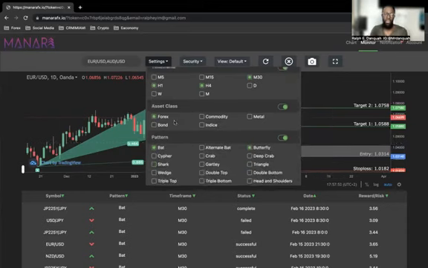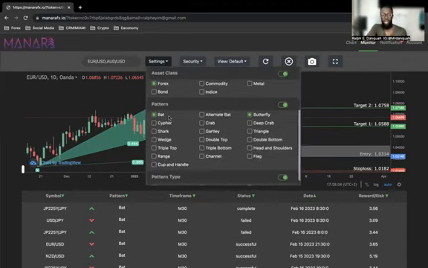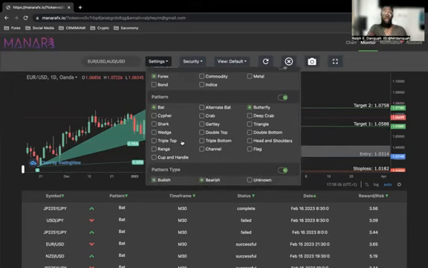Then the asset is basically the type of market that you're trading. If you're trading forex, commodity, metal, indices, bond, whichever one you do. And then we have patterns. So the patterns, you can see that we have a whole bunch of patterns.